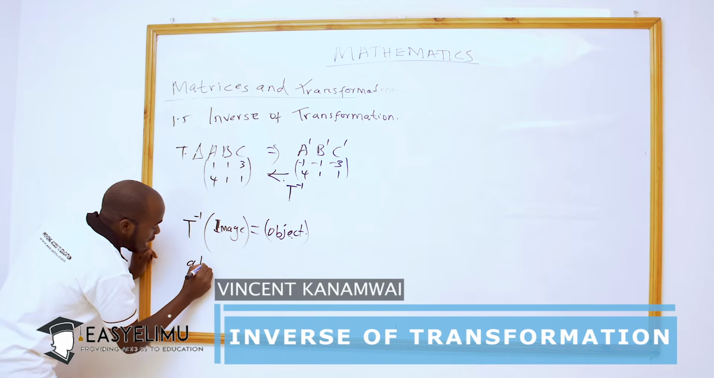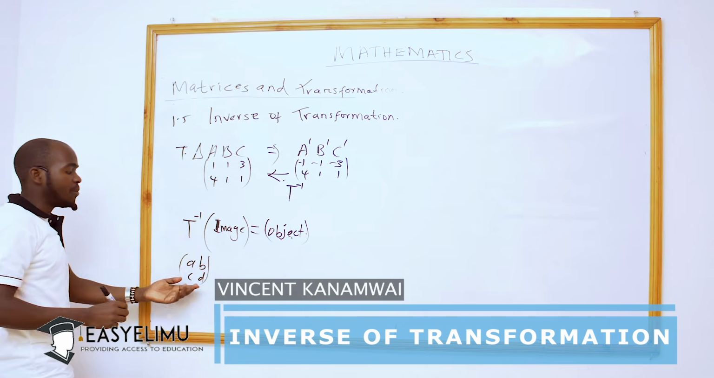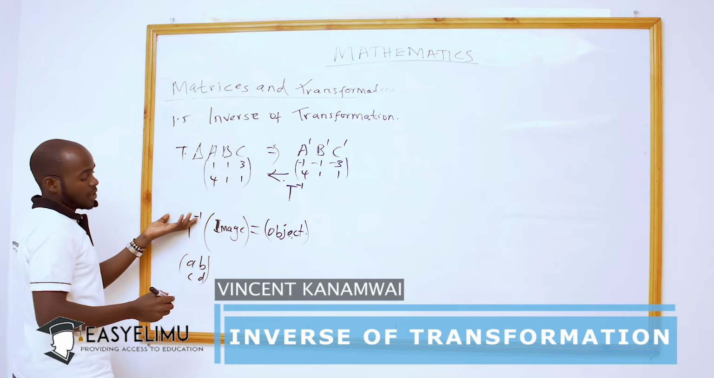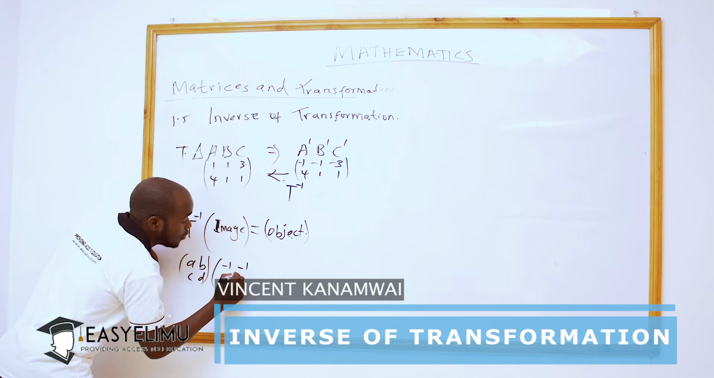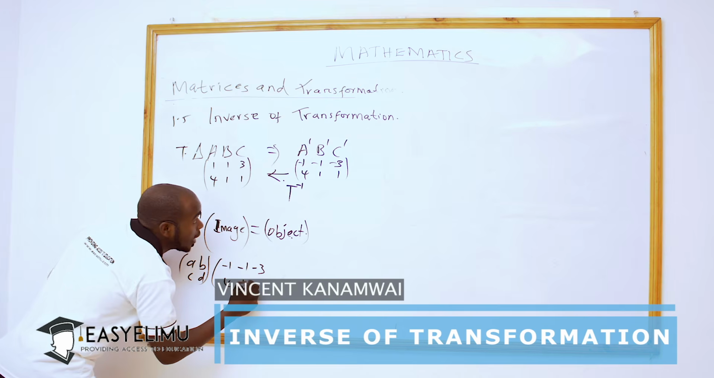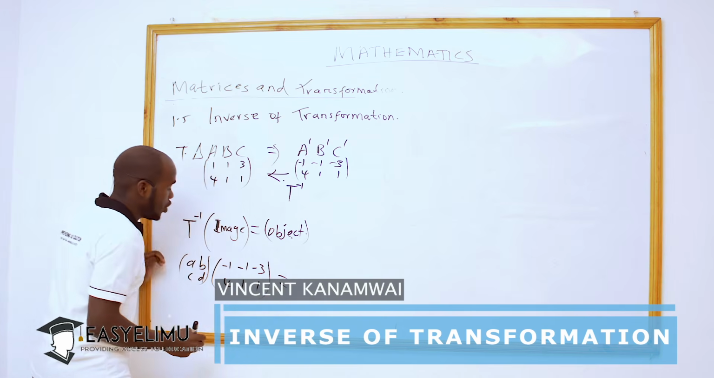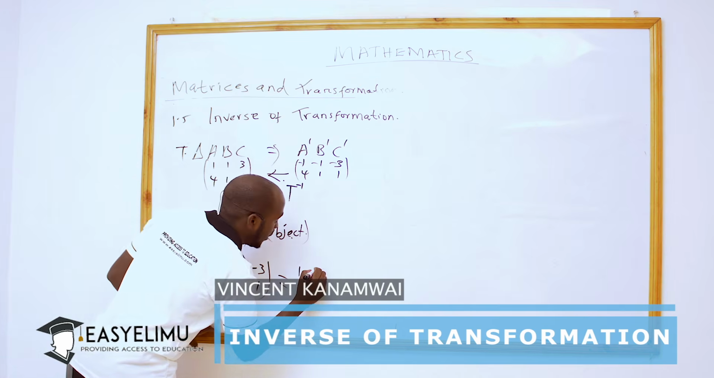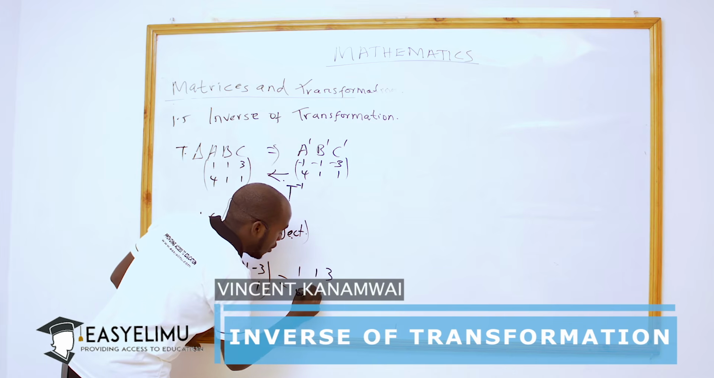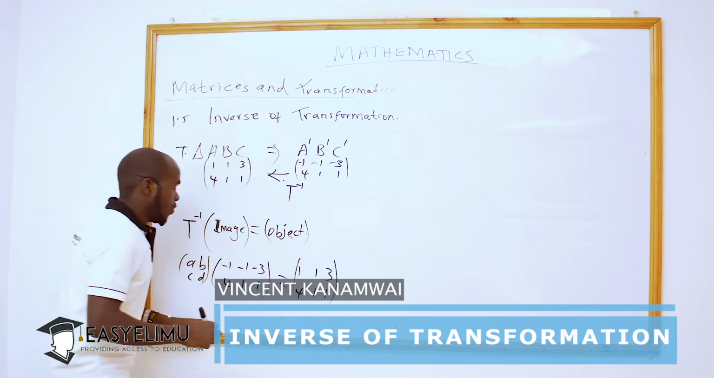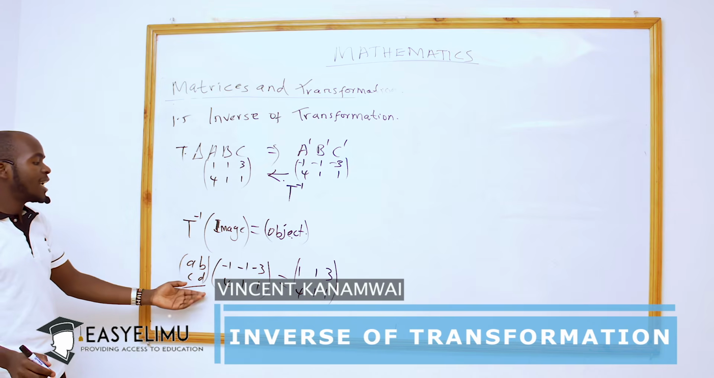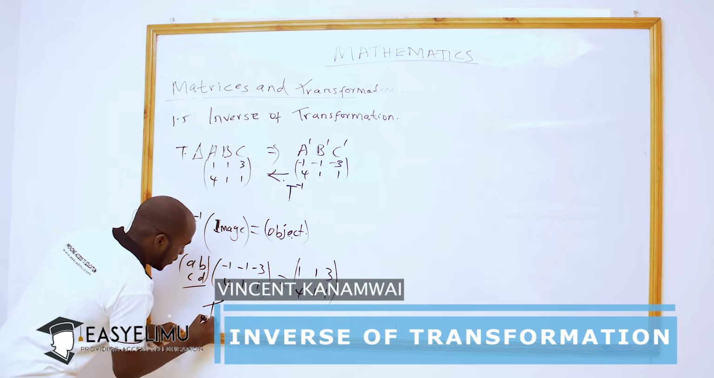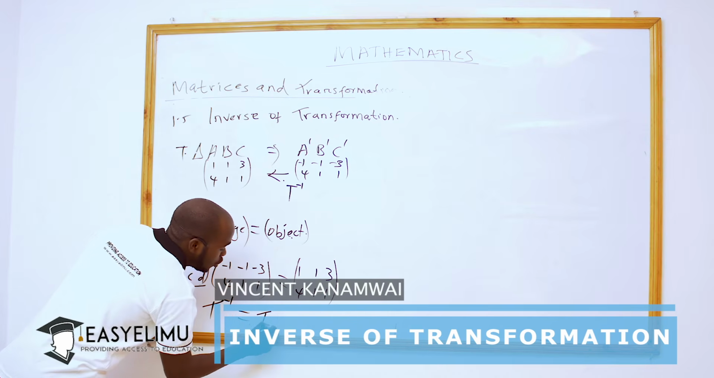Meaning that if you take A, B, C, D, let it be our inverse transformation, you multiply it by the image, which is negative 1, negative 1, 4, negative 1, 1, and negative 3, 1. It should give you our object, which is 1, 1, 3, 4, 1, 1. What you will be finding here as the values of A, B, C, D will just be the inverse of the original transformation.